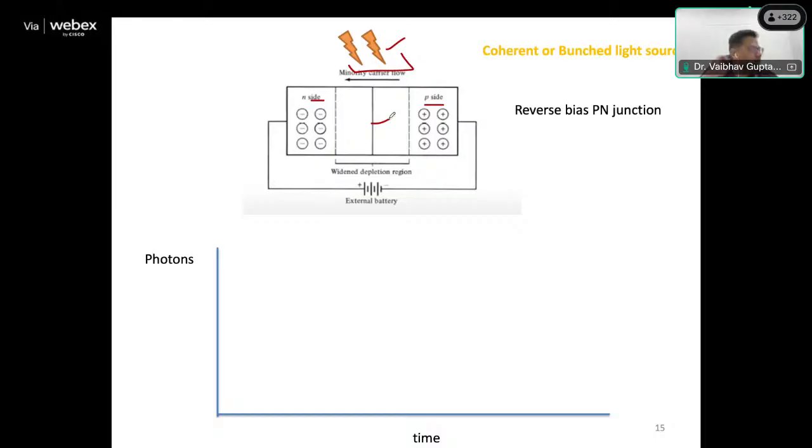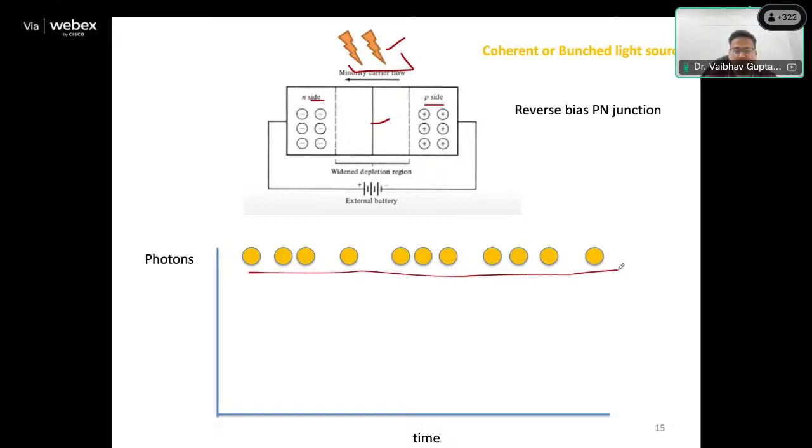Now what I'm going to do is make an xy graph. On the y-axis I have photons, and on the x-axis I have time. So with time, what I see is that this is the pulse train of photons. So that's how the photon arrival is happening. And with this photon arrival, the photoelectrons will also be generated. So for example, for this photon, this electron hole pair is getting generated, right? For this photon, an electron hole pair is generated.